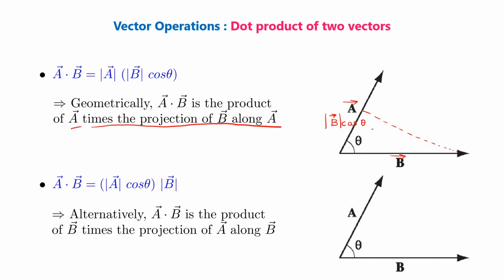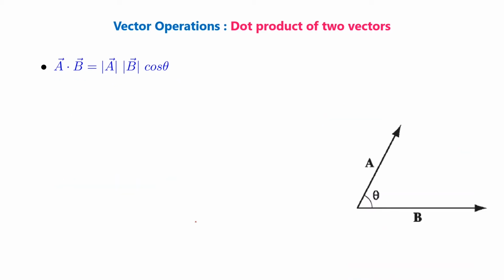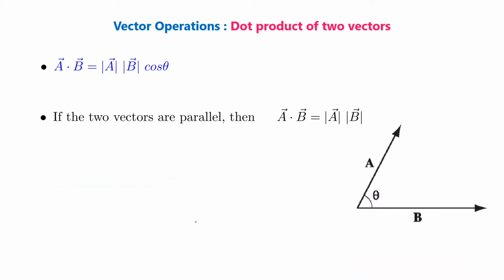Now let us take the projection of vector A on vector B. So this is modulus of vector A cos theta. So alternatively, the dot product vector A dot vector B is the product of vector B times the projection of vector A along vector B. From the very definition of the dot product, we can conclude that if the two vectors are parallel, then vector A dot vector B is equal to modulus of vector A times modulus of vector B.